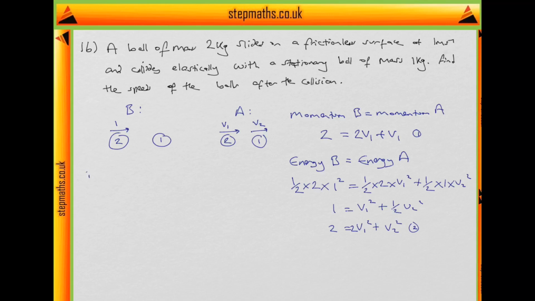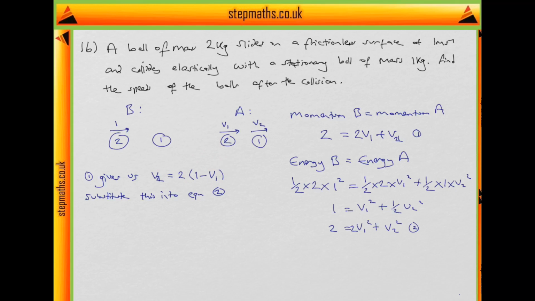Notice from equation 1 that v2 equals 2 times (1 minus v1). So we can substitute this into equation 2. What we're going to do here is replace our v2 in equation 2 with our expression for v2 from equation 1.